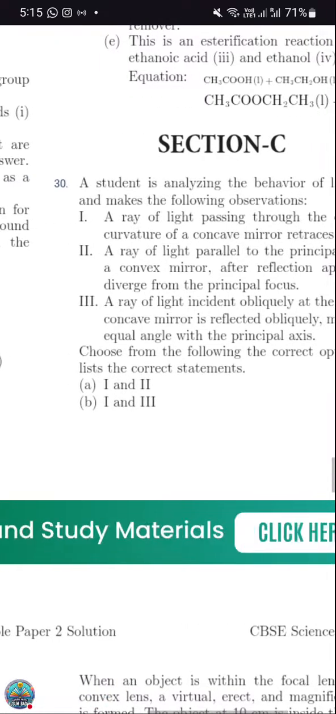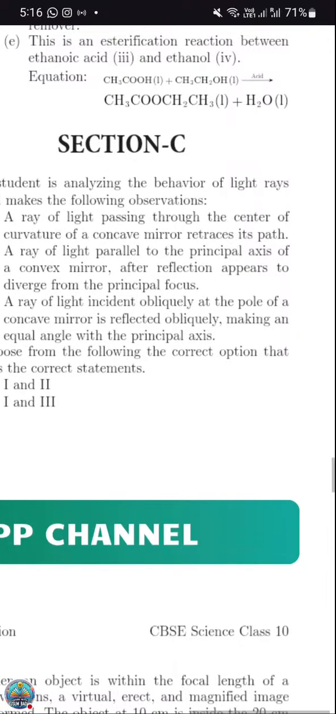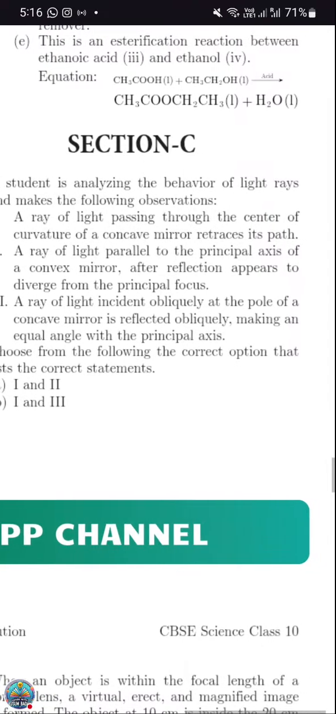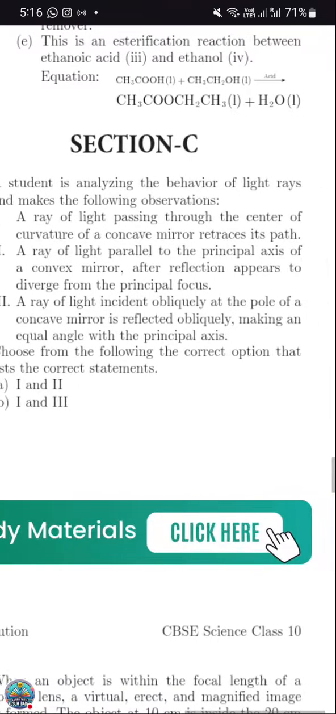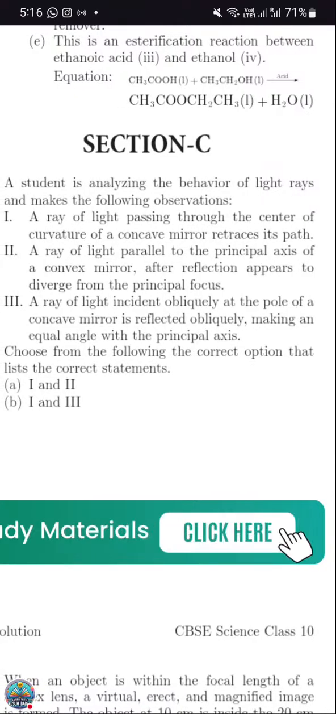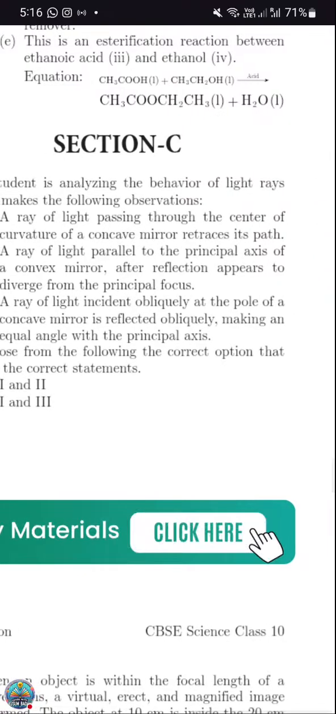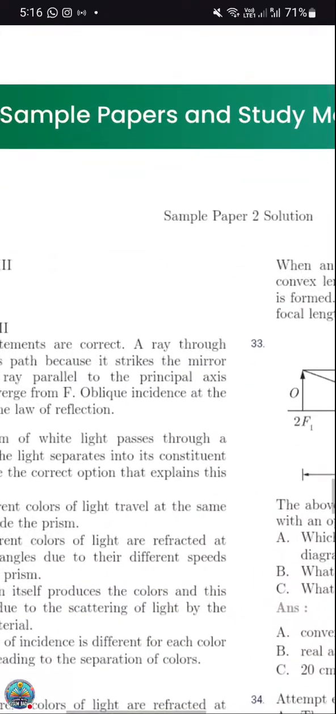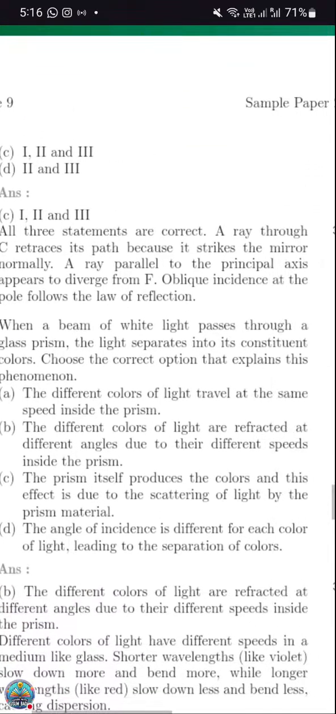Now choose from the following the correct option that lists the correct statement. A ray of light passing through the center of curvature of a concave mirror retraces its path. A ray of light parallel to principal axis of a convex mirror after reflection appears to diverge from the principal focus. A ray of light incident obliquely at the pole of a concave mirror is reflected obliquely, making an equal angle. So all the options, option number 3. So here all the 3 are correct. So 1, 2, 3, all the 3 statements are correct.